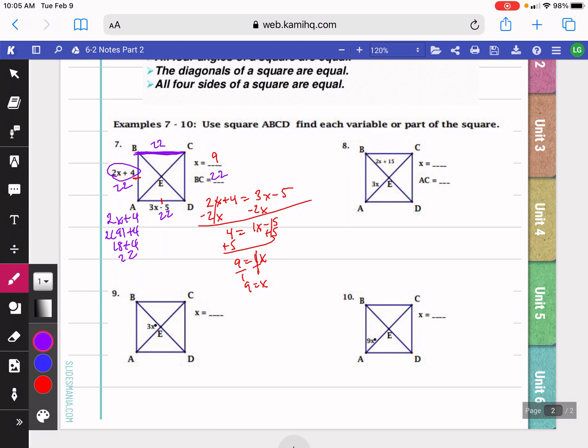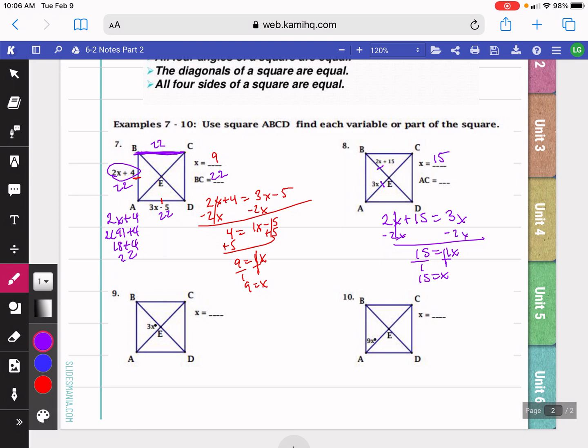In our next image, they gave us two diagonals, but we know that all the diagonals are congruent. So we can set these equal to each other and solve for x. So our answer for x is 15.